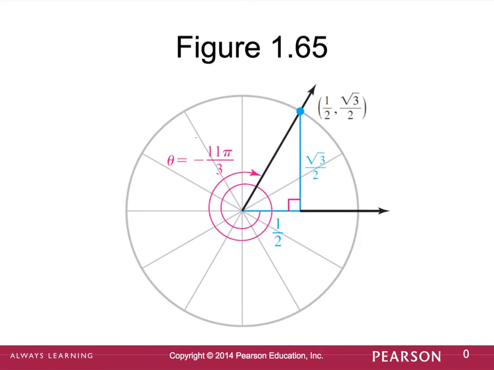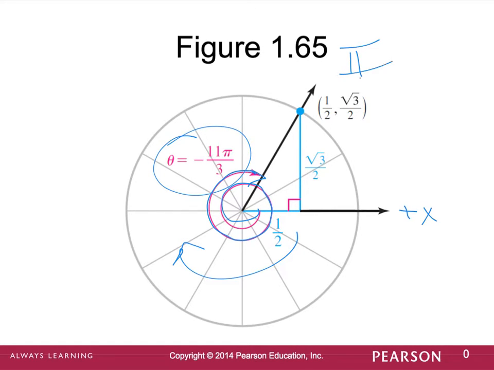Now, if we're talking about a negative angle, all that means is we open from the positive x-axis and go in the negative direction. So we go clockwise, and for 11 pi over 3, we're going to do one full rotation and then continue on another rotation and stop here at this angle, which, if we look at the coterminal angle of that, is simply pi over 3.